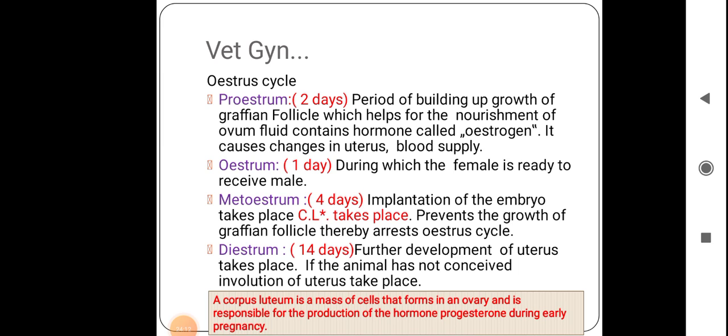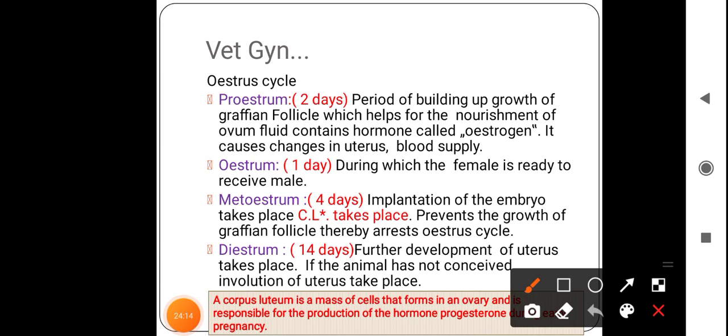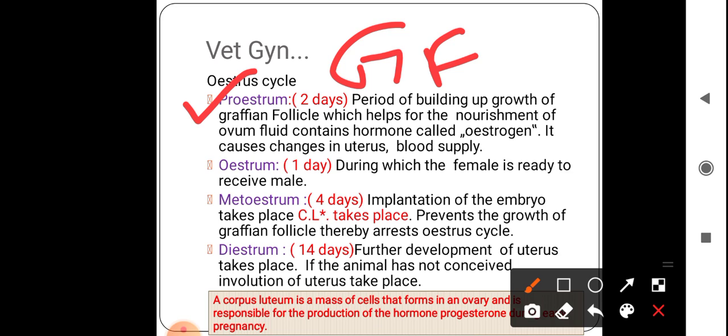So stage wise we will discuss here. First of all, the first stage is proestrum. What happens in these 2 days? It is a period of building up and growth of the Graafian follicle, which helps in the nourishment of the ovum. The fluid contains a hormone called estrogen, which causes changes in the uterus and blood supply. The Graafian follicle contains the hormone estrogen, which is responsible for the animal coming to heat.